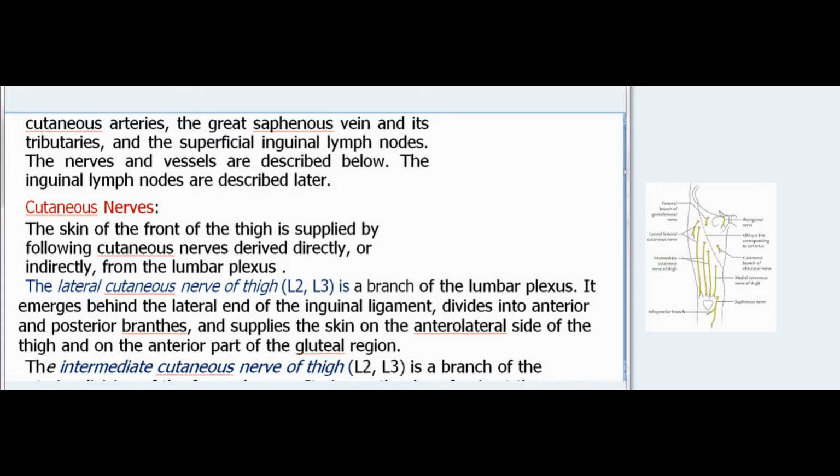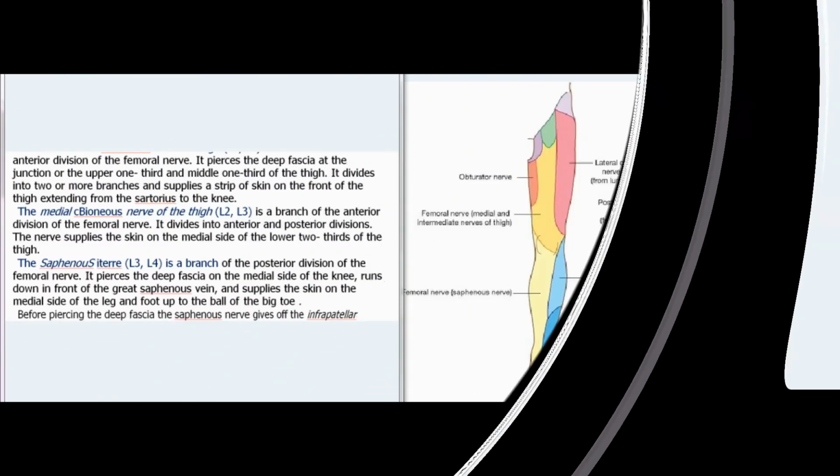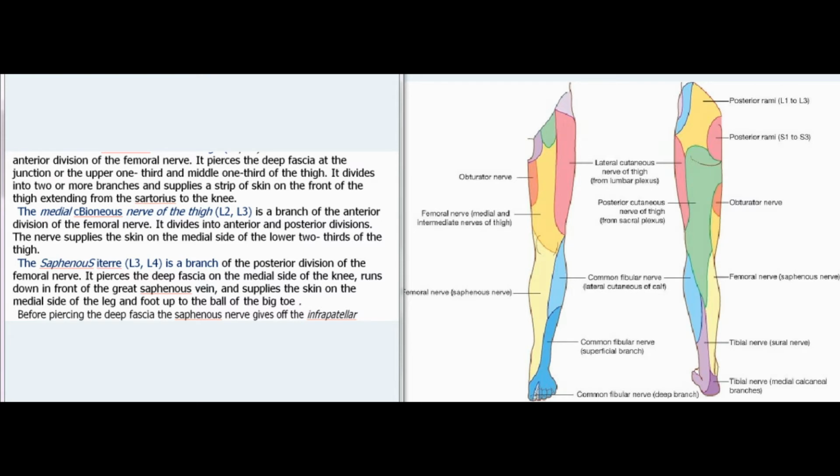The intermediate cutaneous nerve of thigh, L2, L3, is a branch of the anterior division of the femoral nerve. It pierces the deep fascia at the junction of the upper 1/3 and middle 1/3 of the thigh. It divides into 2 or more branches and supplies a strip of skin on the front of the thigh extending from the sartorius to the knee.